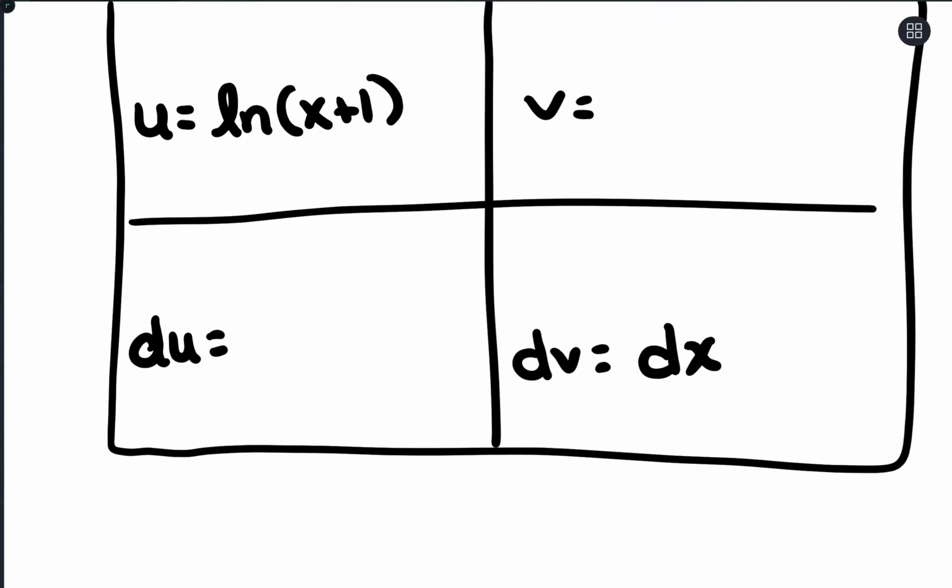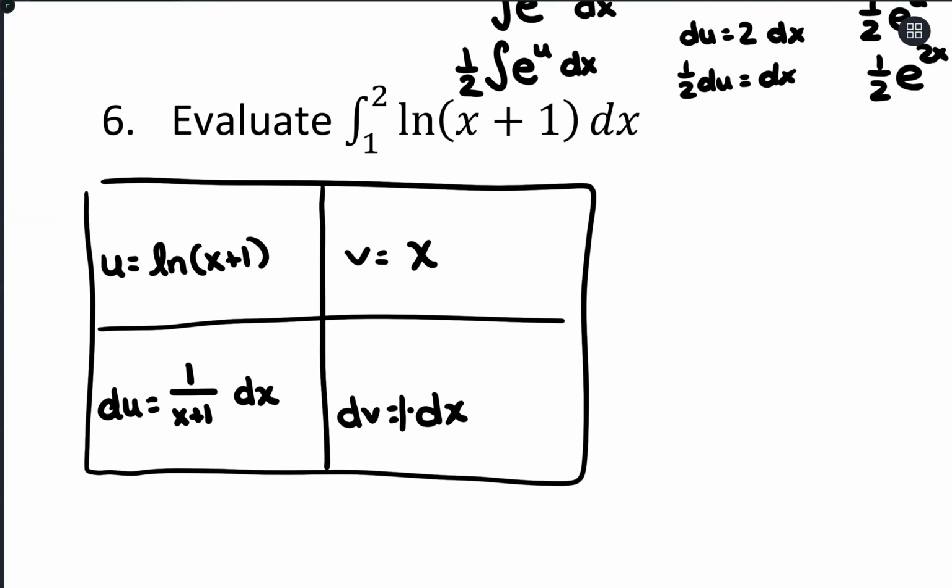So if u is equal to the natural log of x plus 1, this would use chain rule. Taking the derivative, we would take the derivative of natural log, keeping our inside function of x plus 1, so that's going to be 1 over x plus 1, times the derivative of x plus 1, which is just equal to 1. So du is 1 over x plus 1 dx. Then if dv is equal to dx, and you could think of that as 1 times dx, then taking the antiderivative, we would have v equals x. Okay, so there's our setup there.